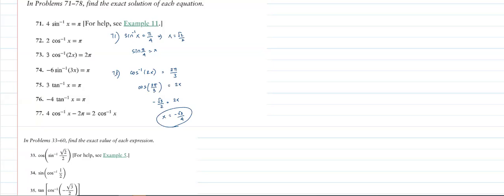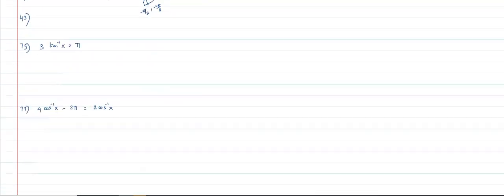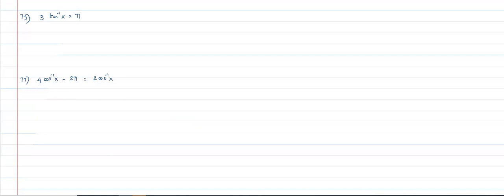Takes me to 75 now. So 75 is 3 tan inverse of x is pi. So let's do that. 3 tan inverse of x is pi. So divide both sides by 3. I get pi over 3. Rewrite this. So tan pi over 3 is x. And tan pi over 3 is root 3. So my x is root 3.